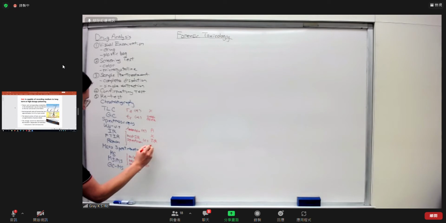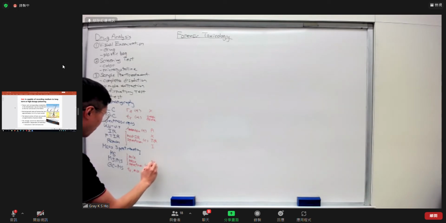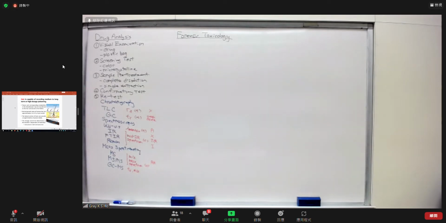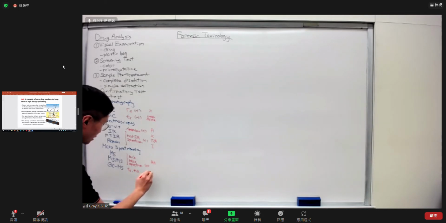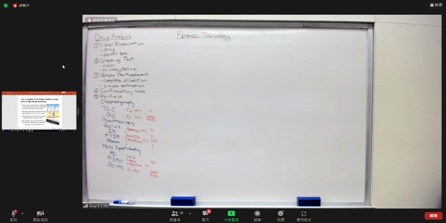For the Raman, that is the light scattering, so it depends on the scattered light intensity. For the mass spec, that will be the relative abundance, which is the y-axis of the mass spectrum. And for the GC-MS, that will be the peak area. So these are the parameters that we can use for the quantification purpose. But all in all, in order to achieve the quantification, basically we need a calibration curve. If we don't have any calibration curve, then we do not have any quantitative information.